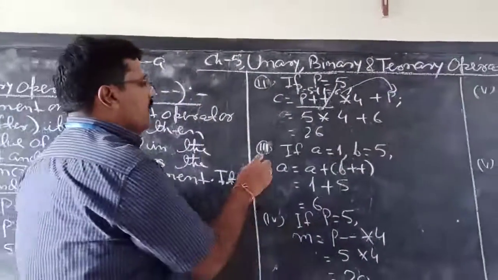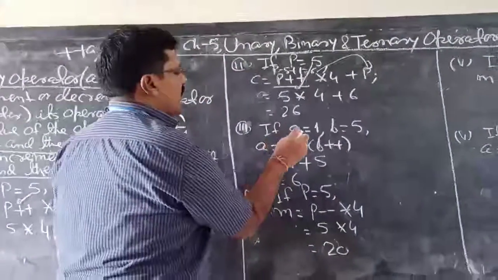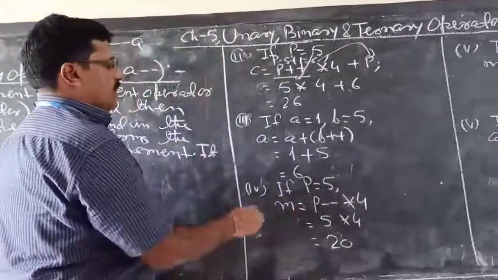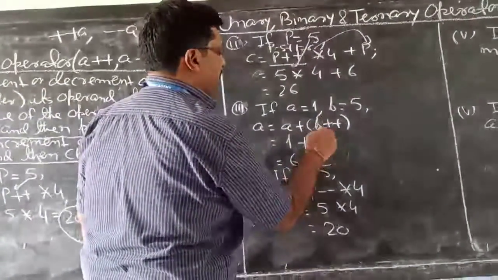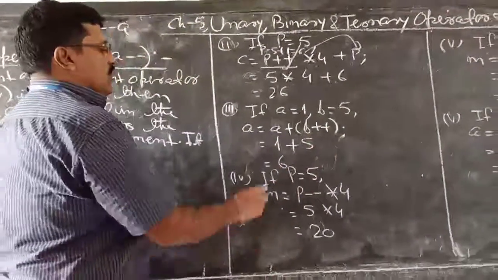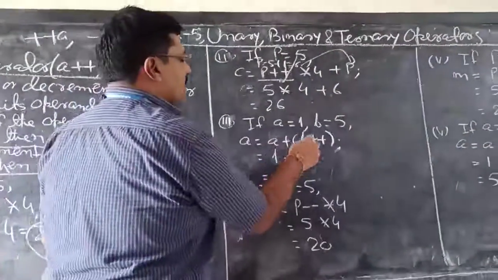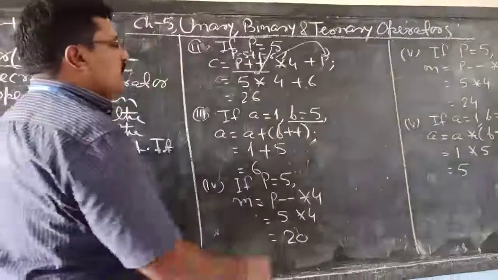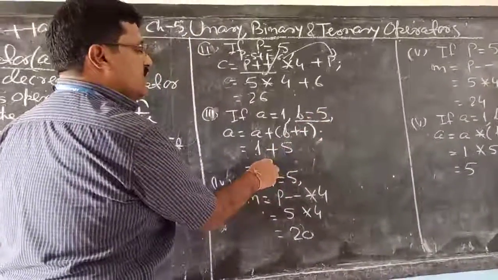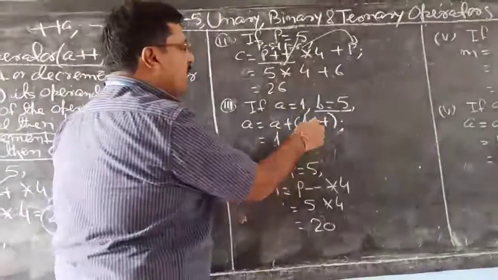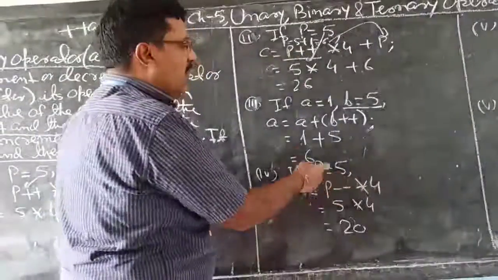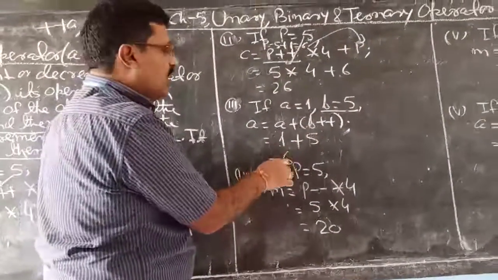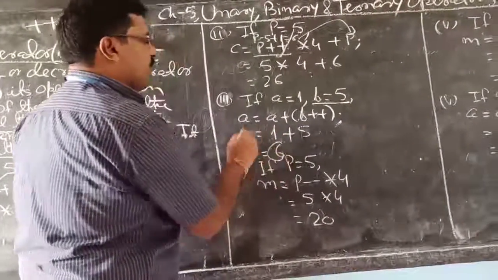Alright. Now example 3. If a equal to 1 and b equal to 5, then a equal to a + (b++). So the a value is 1 plus, use then change. Use the old value of b. So what is the initial value of b? 5. So 5 is used and after that the b value will be 6. But it is not used here. So 1 plus 5, 6.